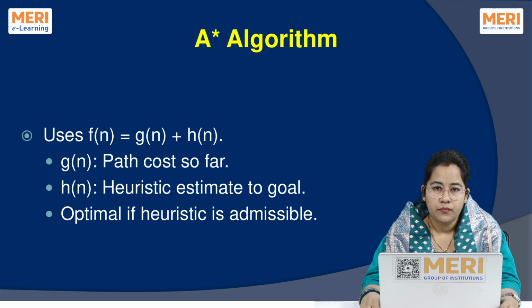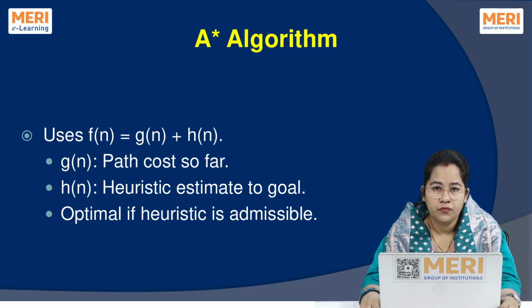Now, A star algorithm. The A star algorithm is one of the most powerful and widely used search algorithms in artificial intelligence. It combines the strengths of uniform cost search and heuristic search. The evaluation function of A star is defined as f(n) equals g(n) plus h(n), where g(n) represents the actual cost from the start node to the current node and h(n) represents the estimated cost from the current node to the goal. By combining these two values, A star balances exploration and efficiency.